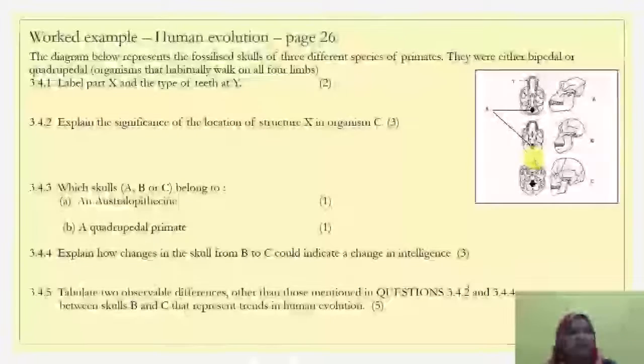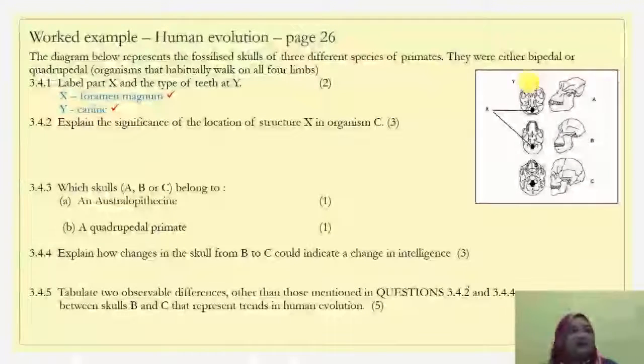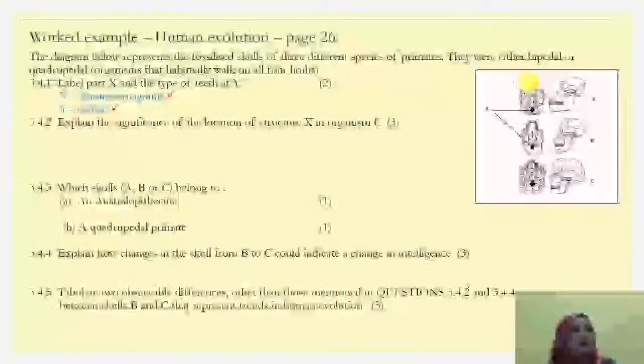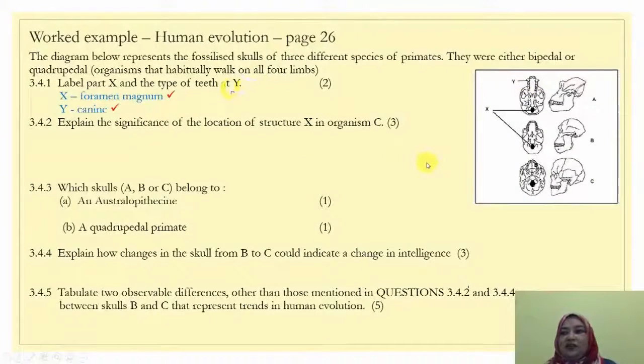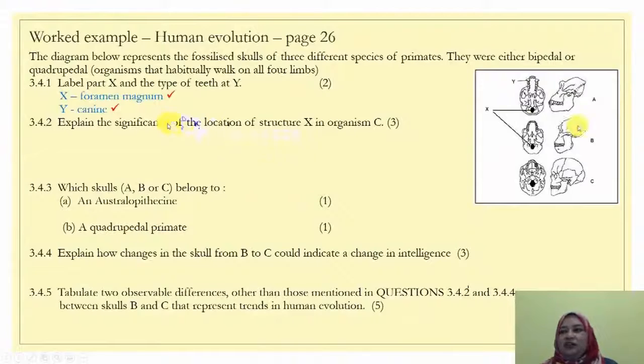What is this? It is the foramen magnum. And the teeth here are our canines. Right? So the teeth are the canines. Now, explain the significance. The word significance also means the importance. What does it do if the location of the foramen magnum changes? What's the importance thereof?